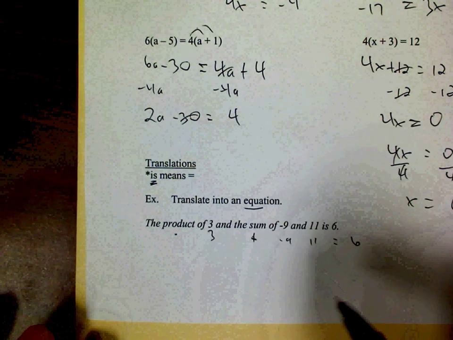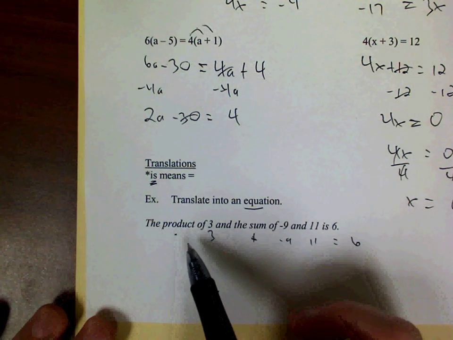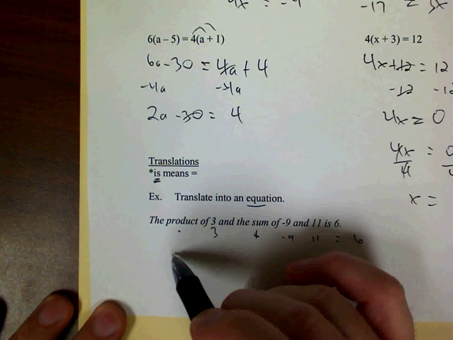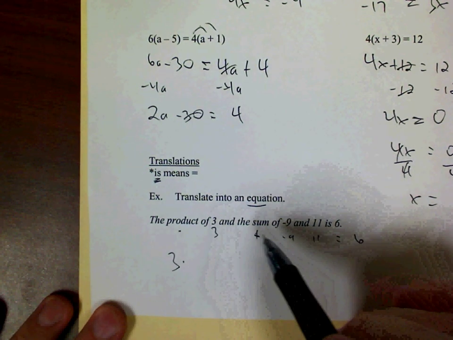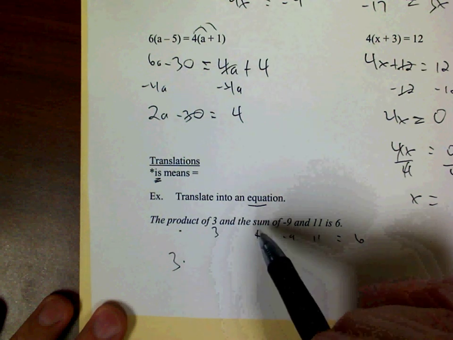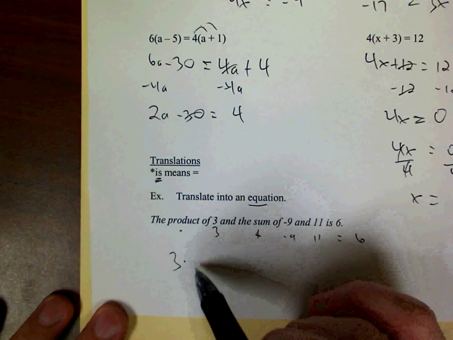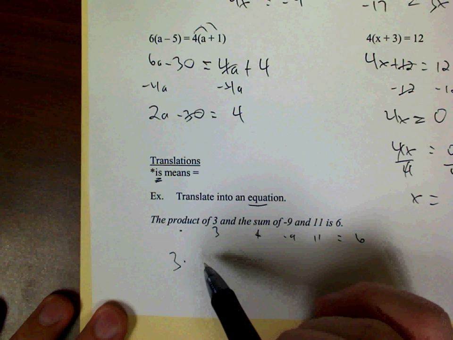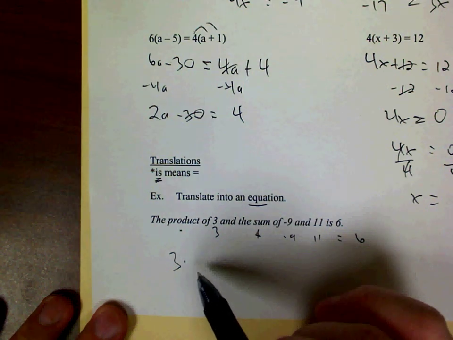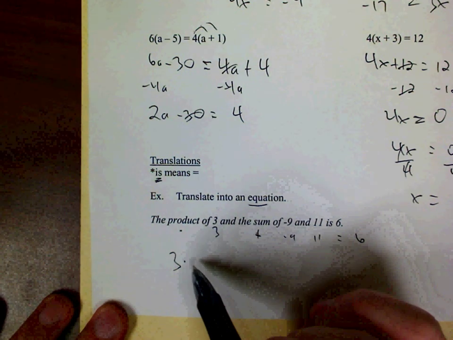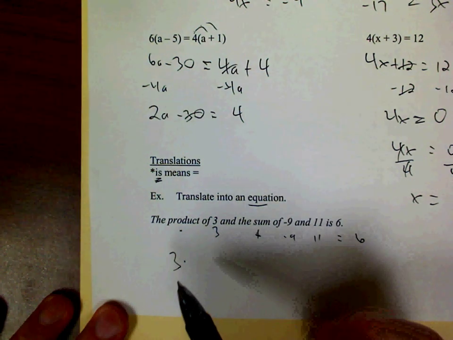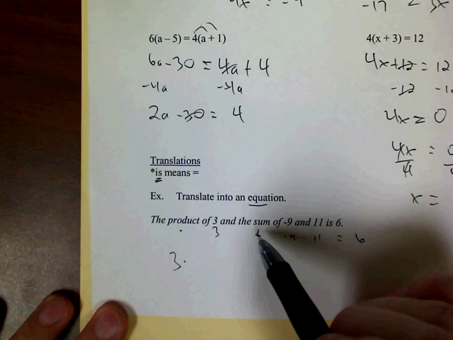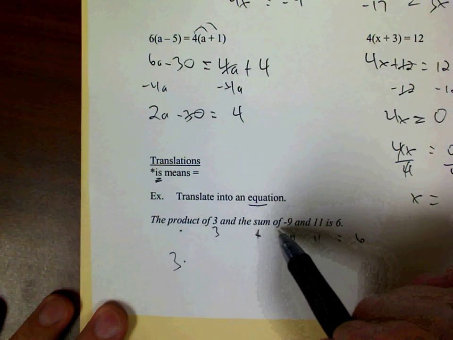Let's start at the beginning. We have the product of 3. What that means is you have to take 3 times something. Now we have the product of 3 and the sum. Well, the next thing I see is a plus, but I don't want to write a plus there because it doesn't make any sense to have a times and a plus side by side. So what that must mean is I have to find the sum of something before I can multiply it by 3. Well, I need to find the sum of what the problem says, which is negative 9 and 11.